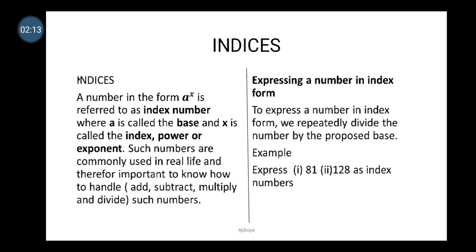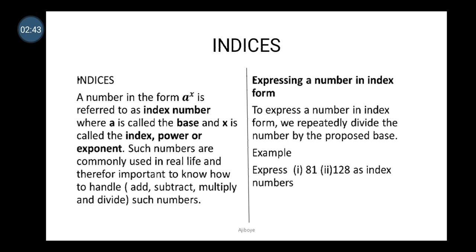For instance, 2 raised to power 3 is an index number. 4 raised to power half is an index number. So when you have 3 raised to power 2 times 3 raised to power 8 times 2 raised to power 2, these are what we call system of indices. So when you have more than one index number, you call them a system of indices.